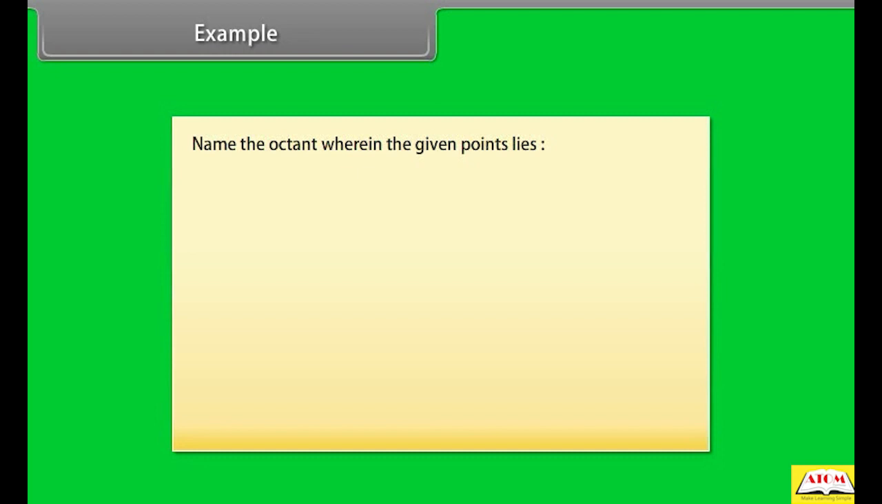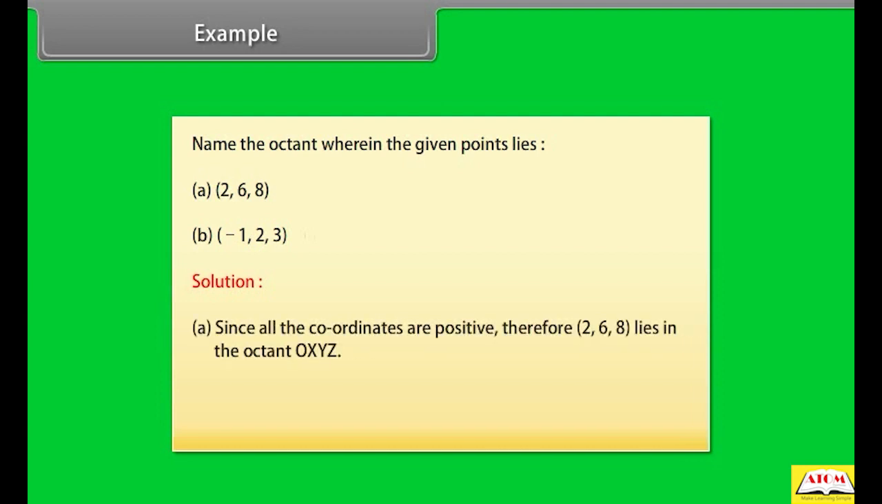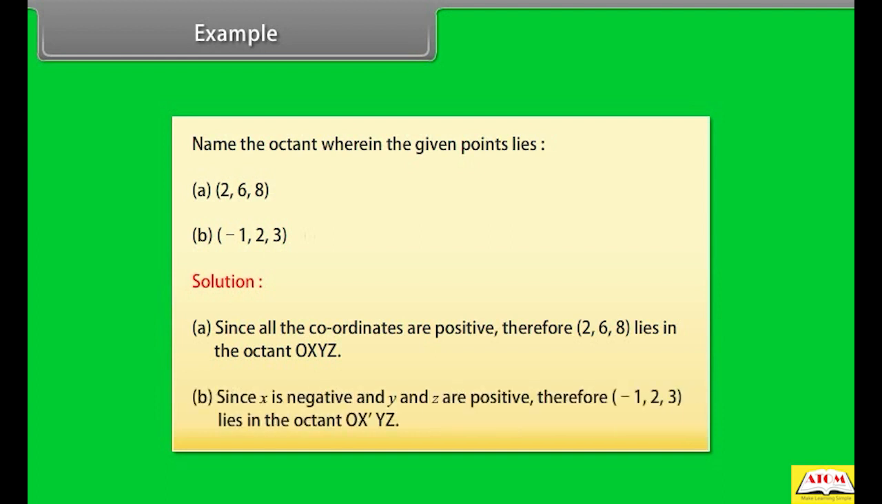Example: name the octant where the given points lie. 2, 6, 8 and -1, 2, 3. Solution: since all the coordinates are positive, therefore 2, 6, 8 lies in the octant OXYZ. Since x is negative and y and z are positive, therefore -1, 2, 3 lies in the octant OX'YZ.